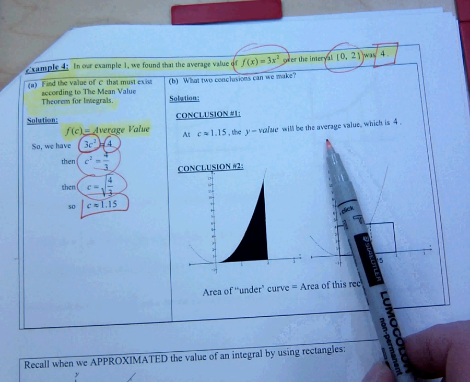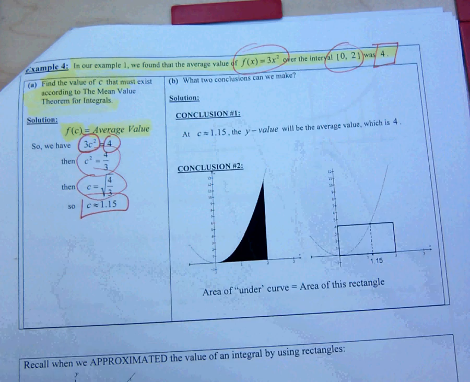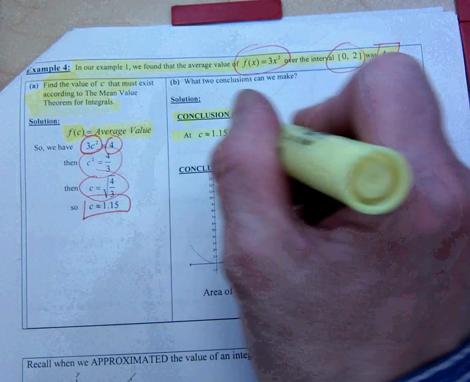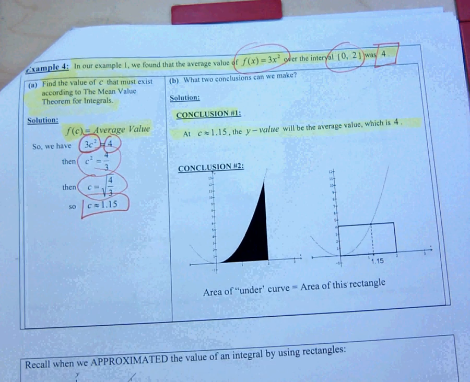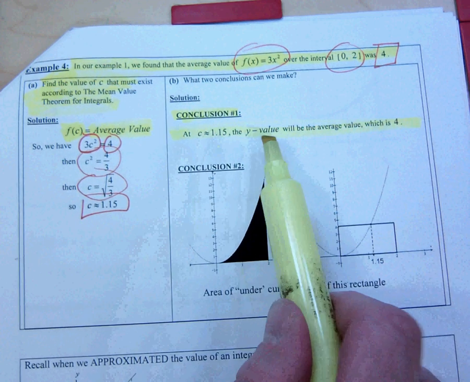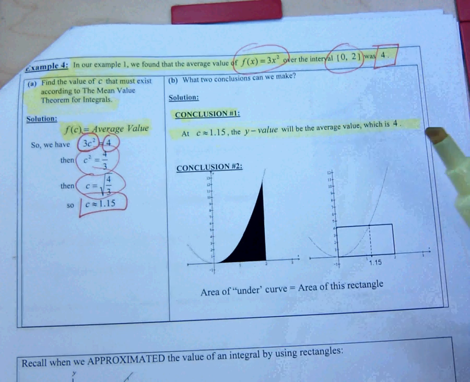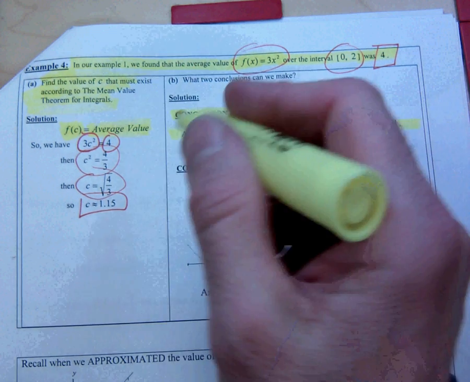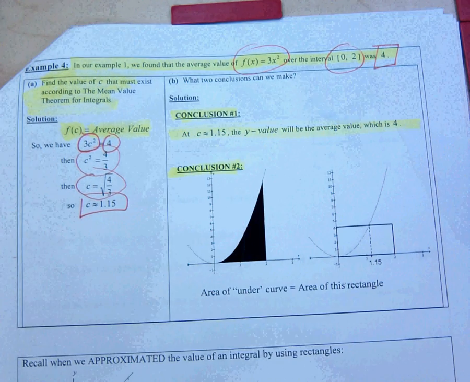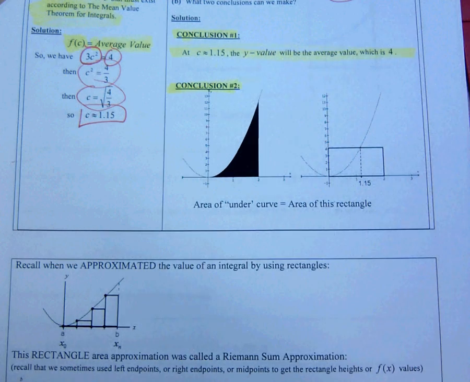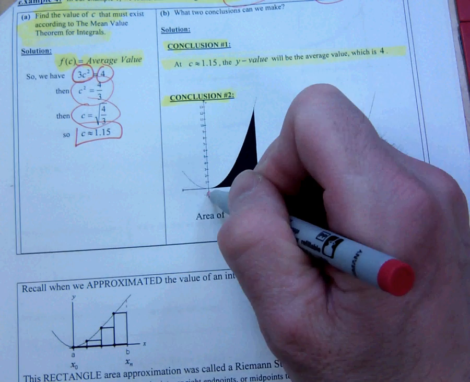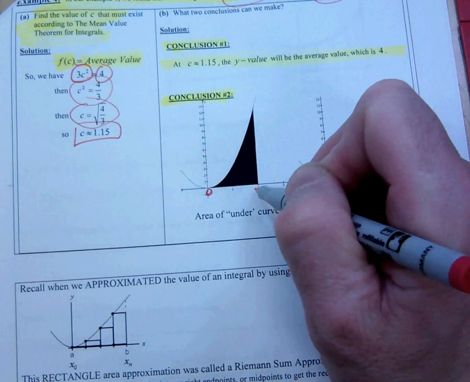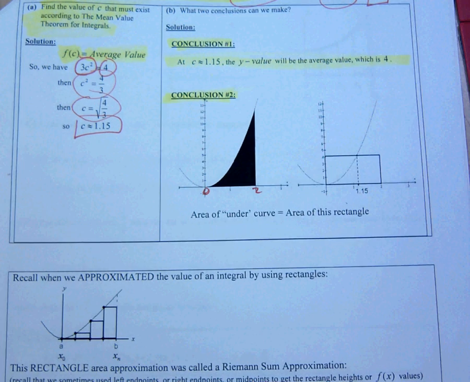Okay? And so, again, this is what I just said a second ago, that at that x value, the y value will be the same as the average value, which is 4. Okay, that's one thing. The other thing is what I was talking about at the bottom of the last page, which is this. If you find the area under the parabola from 0 to 2, everybody agree that's what I did here when I highlighted this black area?